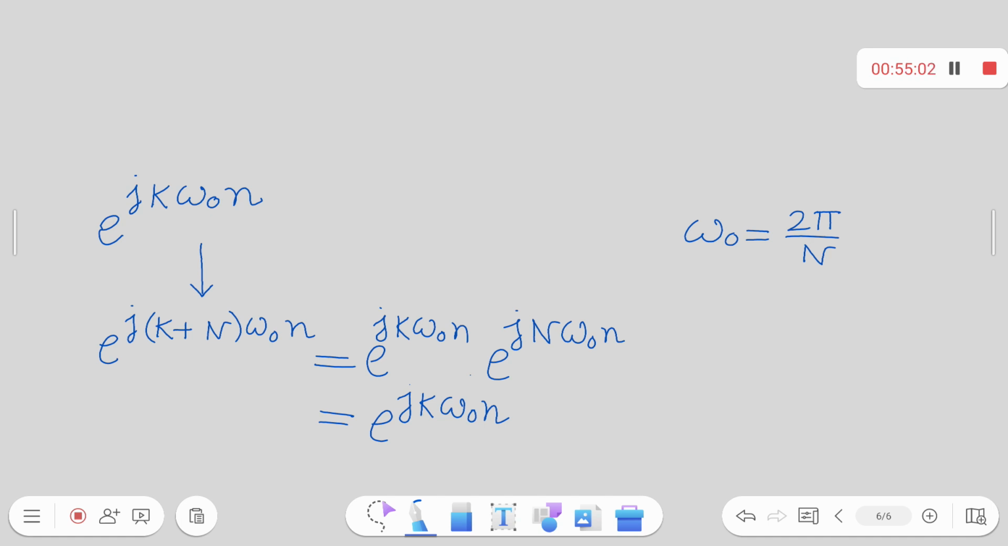So although we have started with e to the power j k omega naught n, we have noticed that this particular basis function, or this particular eigenfunction, is not distinct. After every n samples, it gets repeated. Isn't it? It's a periodic signal, with period equal to n.